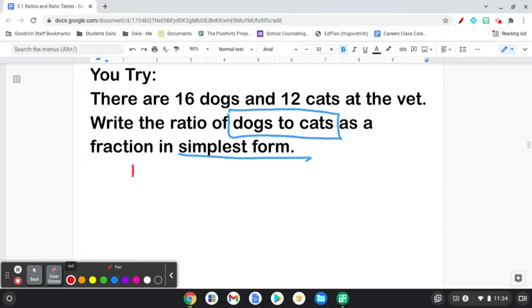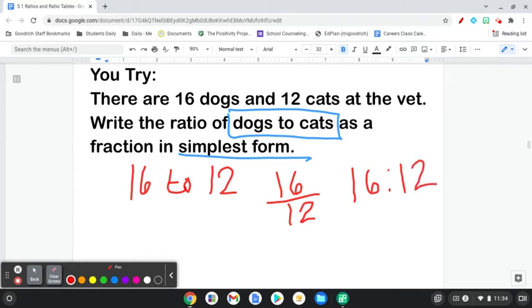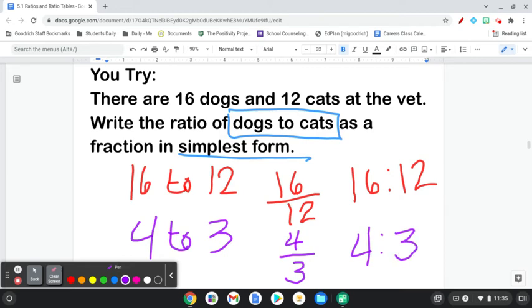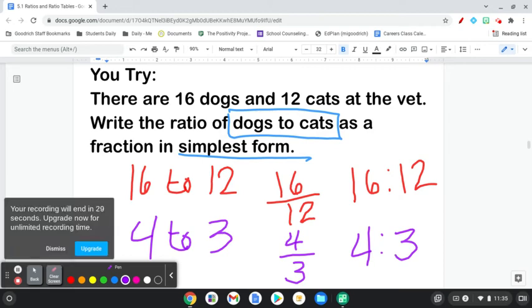All right, the correct answer would be 16 to 12, in any form, but you do need to simplify that. You can divide out a 4. They all have 4s in common. So really, we have 4 to 3. So for every 4 dogs at a shelter, there's 3 cats. Which means if there were 16 dogs, there would be 12 cats.